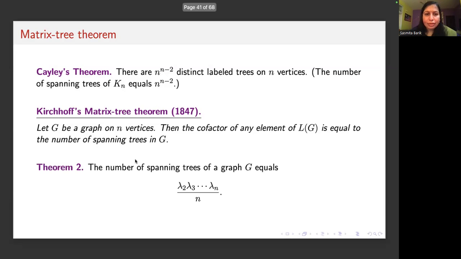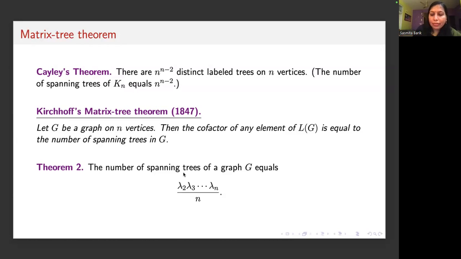And nicely, this theorem is telling much more: if you know the Laplacian eigenvalues of the graph, then the number of spanning trees is obtained by just taking the non-zero eigenvalues. Obviously, your graph should be connected, otherwise you will not get a spanning tree, and this quantity will become zero in that case. If your graph is connected, then lambda 2 to lambda n are positive numbers. You just multiply them and divide by n, and that will give you exactly the number of spanning trees. By number of spanning trees, as I told, those should be labeled.